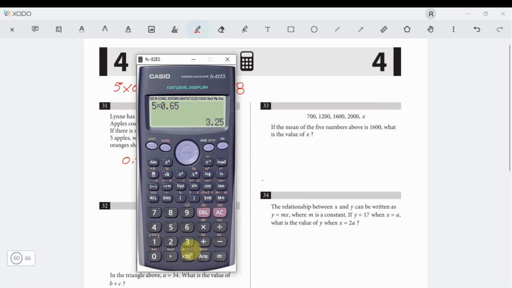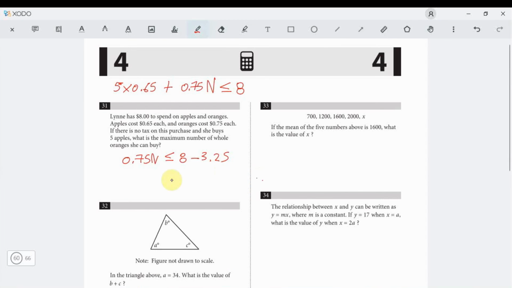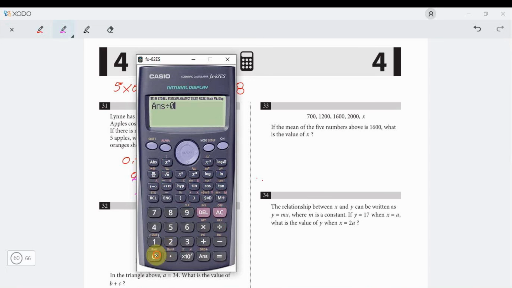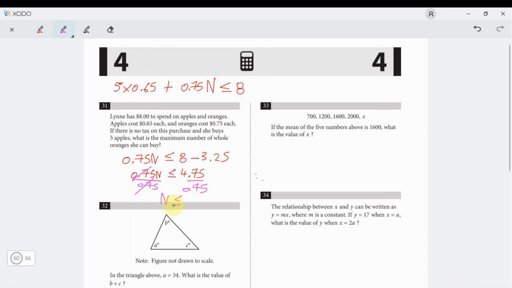We punch that in the calculator. 8 minus 3.25 and we get 4.75. So 0.75n is less than or equal to 4.75. And finally now we just divide by 0.75, divide by 0.75. And so 4.75 divided by 0.75, we're getting 6.33. So n is less than or equal to 6.33. But you cannot buy 6.33 oranges. So n is just equal to 6. So Lynn can only buy a maximum of 6 oranges. Easy.